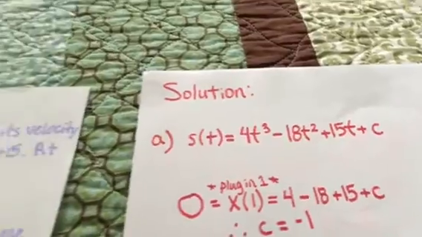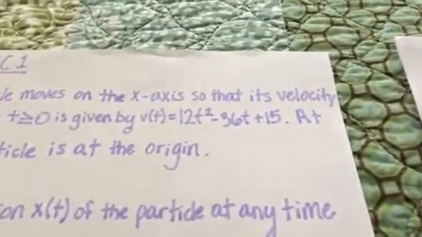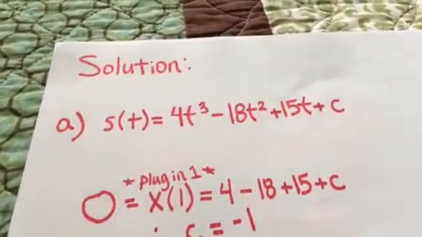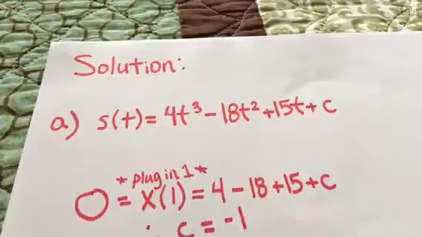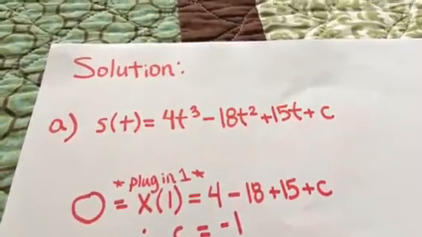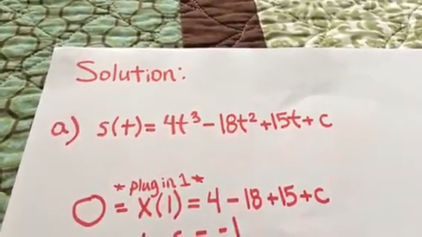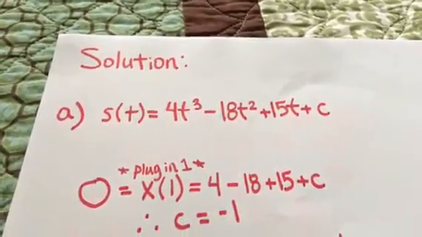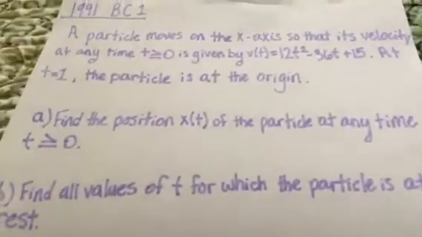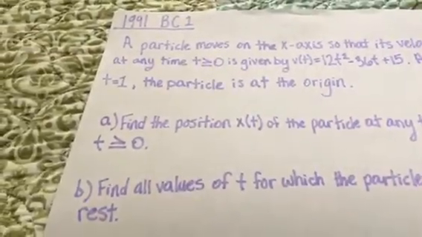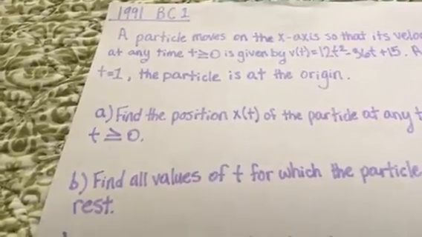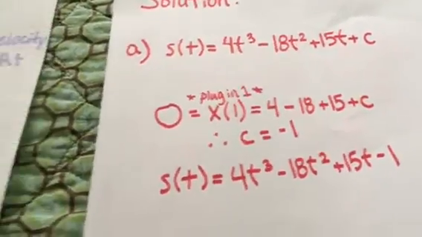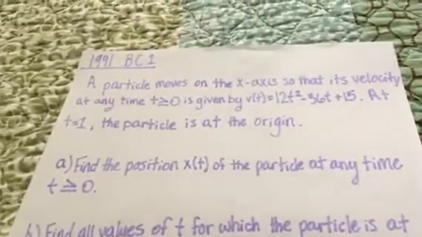So, the integral of 12t squared minus 36t plus 15 is, ta-da! S of t equals 4t cubed minus 18t squared plus 15t plus c. Now why is that c there? Well, we don't have any limits on our integral, so we have to find what the constant is. How do we do this? Well, A says at any time t greater than or equal to 0. So we have to set the position equal to 0 to find c. Set it equal to 0 and plug in 1, which is from our original information that I said was important.